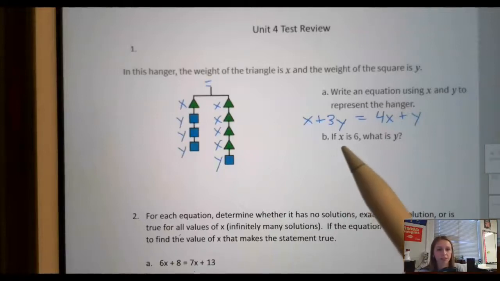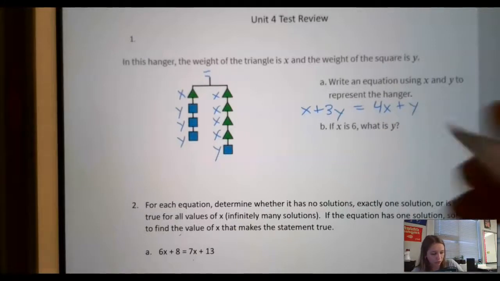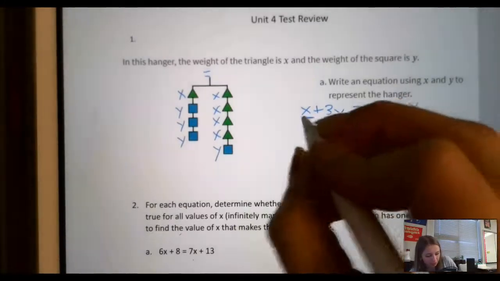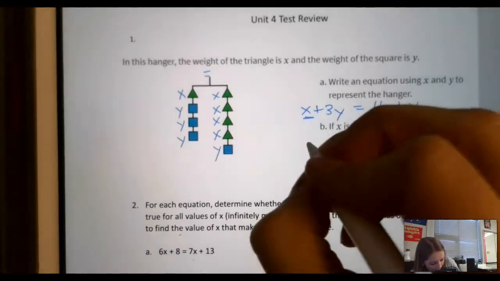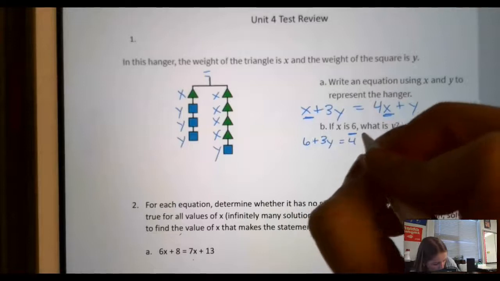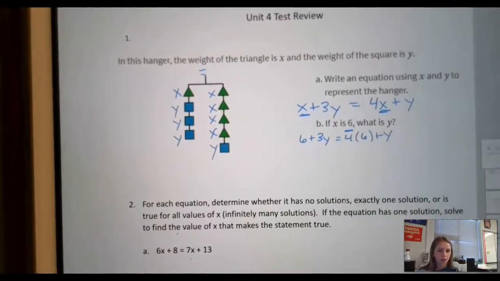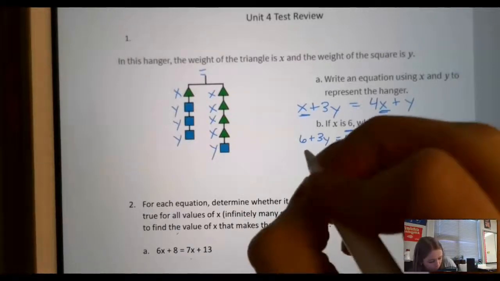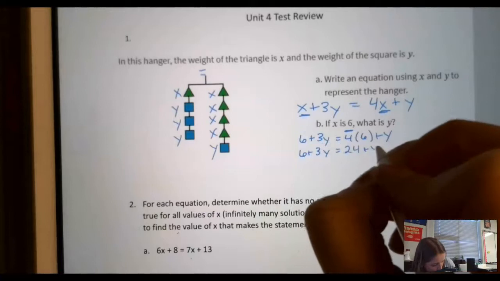Now it says if x is 6, what is y? So we're going to plug in 6 for x. So we're going to put a 6 in for wherever I just underlined. So we have 6 plus 3y equals 4 times 6 plus y. Alright, I'm going to simplify that. So I end up with 6 plus 3y equals 24 plus y.